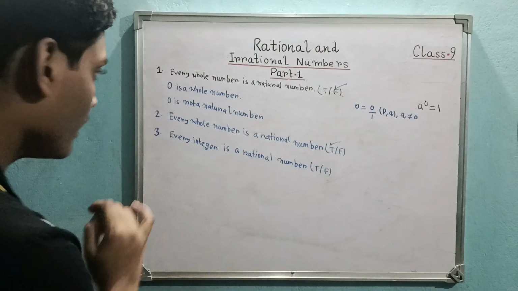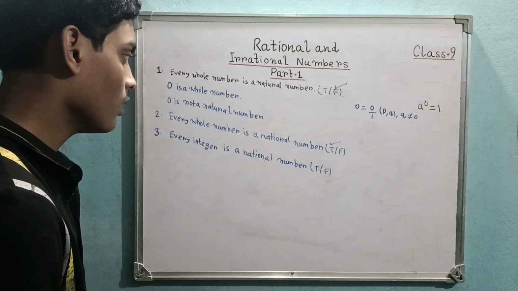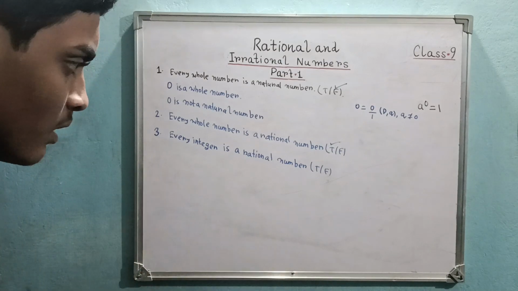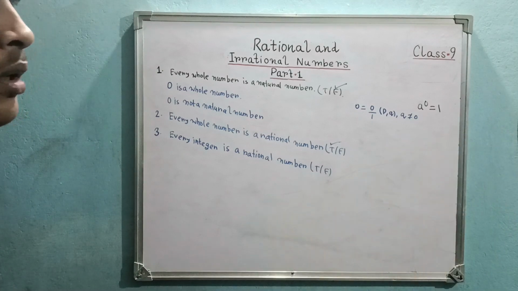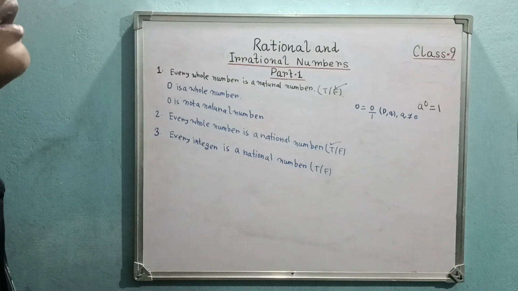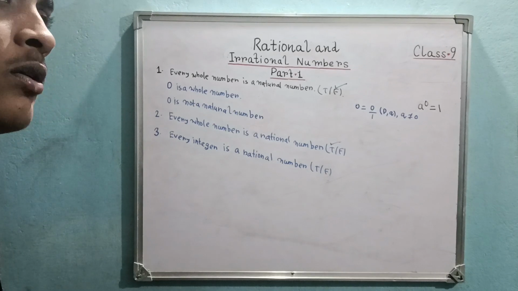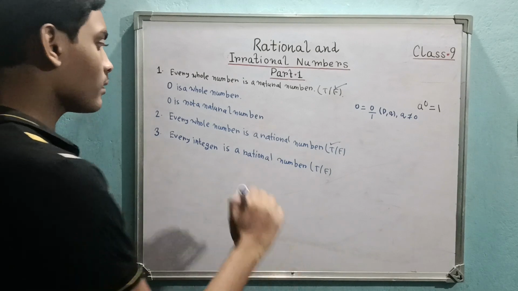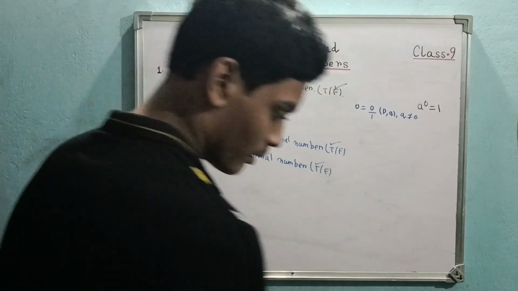So if we divide any integer by 1, then that becomes a rational number. So that means every integer is a rational number. This is also applicable for 0, which is also an integer. 0 by 1 is a rational number. P and Q, where P is an integer and Q's value is not equal to 0. So that is a rational number, and 0 by 1 equals 0. 0 is an integer. So the statement is absolutely correct. This is true. Okay. Now next one.